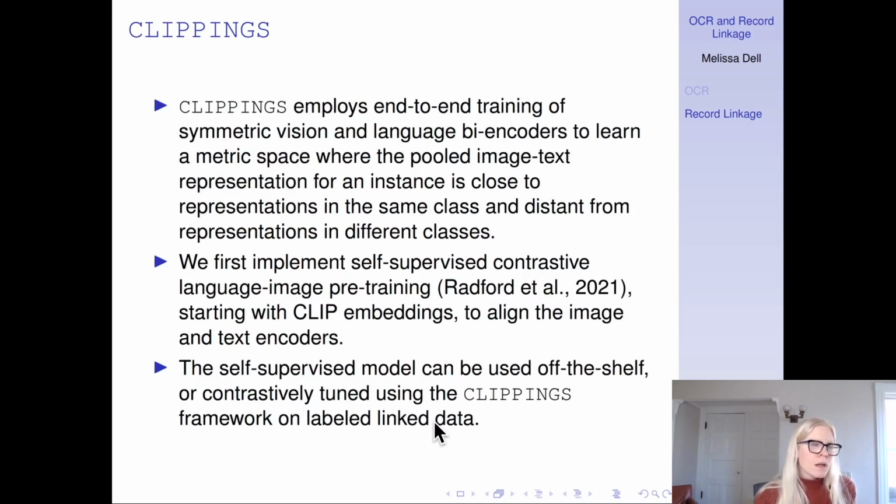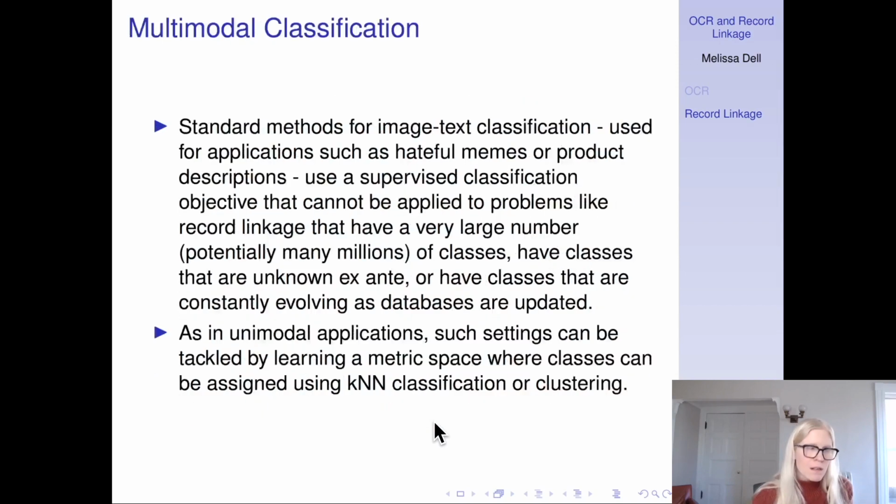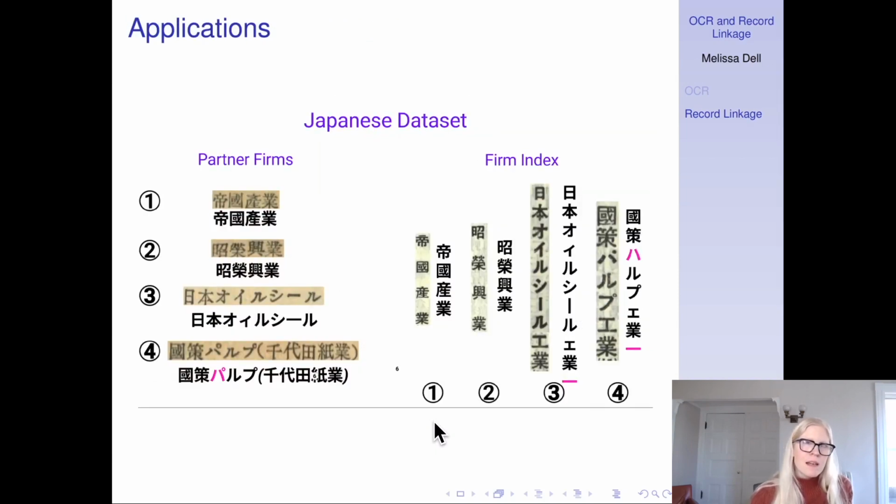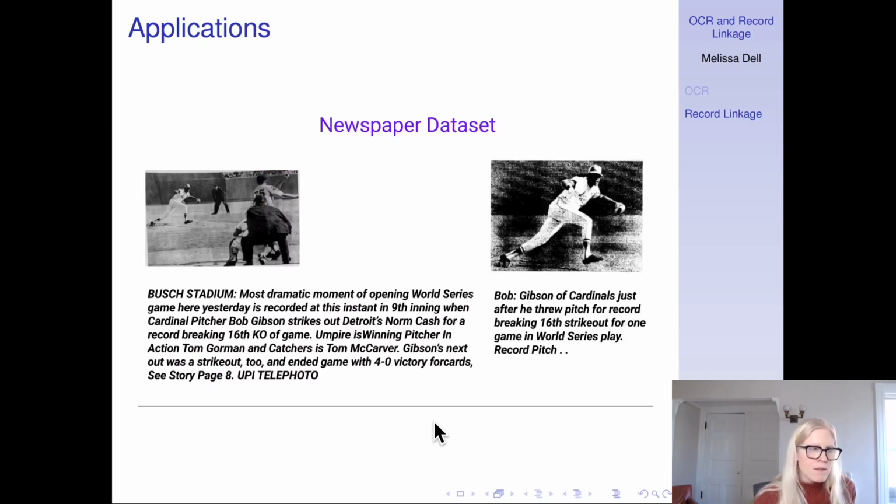Okay. And so Clippings employs end-to-end training of symmetric vision and language bi-encoders to learn a metric space where the pooled image text representation for an instance is close to representations in the same class and is distant from representations in different classes. And we are going to start the model with CLIP, either OpenAI's CLIP for the English or a Japanese version of CLIP for the Japanese data set. So we start with CLIP, and the reason why we can take a pooled embedding of the image and the text is because these are aligned spaces. It would make no sense to do that if the spaces weren't aligned because we're just taking the average of the representation of the image and the representation of the text. And then we're doing contrastive learning on that. And that only makes sense if the spaces are aligned.